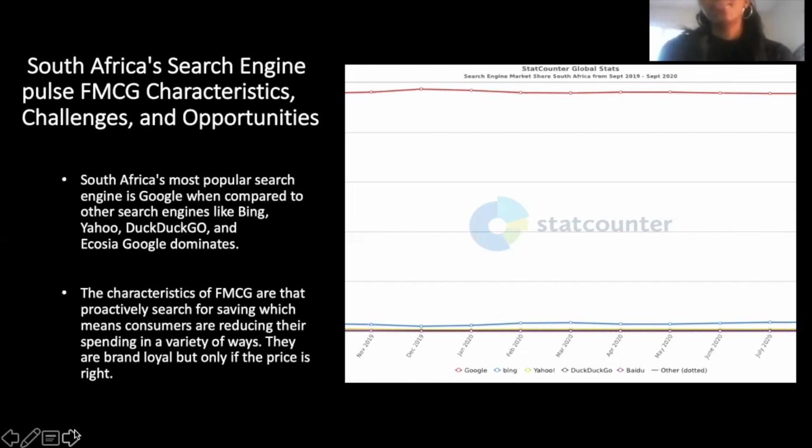Next, I'll be talking about the challenges of FMCG in South Africa. Just like India, FMCG is popular in South Africa. There are several challenges FMCG faces in South Africa. One of them is dealing with the differences in consumer behavior in a country that speaks more than one language, which makes buying decisions difficult.